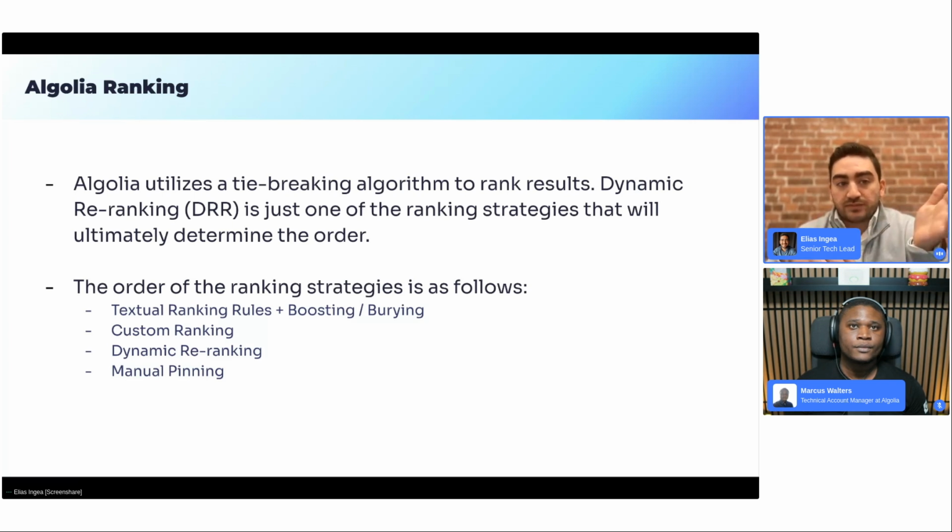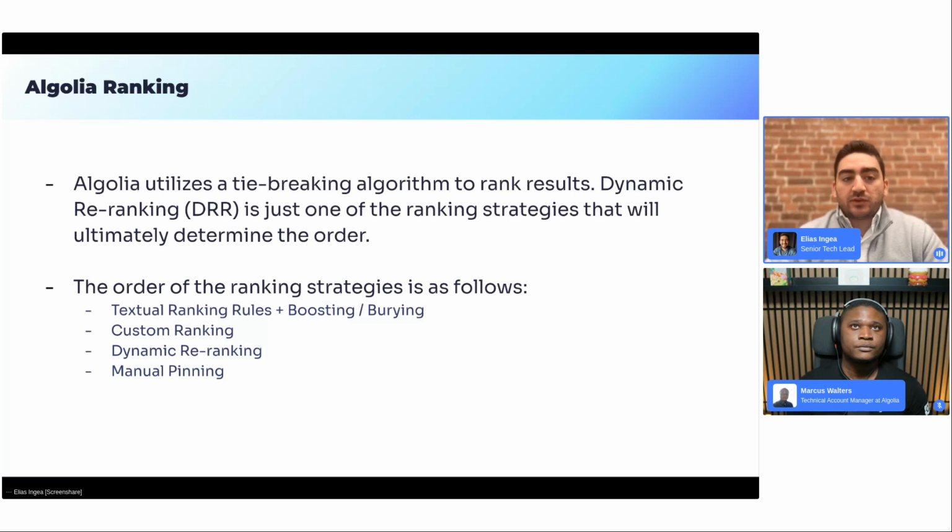Now, the order of the ranking strategies is going to be as follows. We'll first have textual ranking rules, and I'll go over in a little more detail what those are. Within that section, we're going to have this notion of boosting and burying products using rules. I'll talk about that as well in a little more detail. Then we'll have custom ranking. That's basically any sort of business metrics that you might want to have. This could be sales, this could be popularity, rating, and so on.